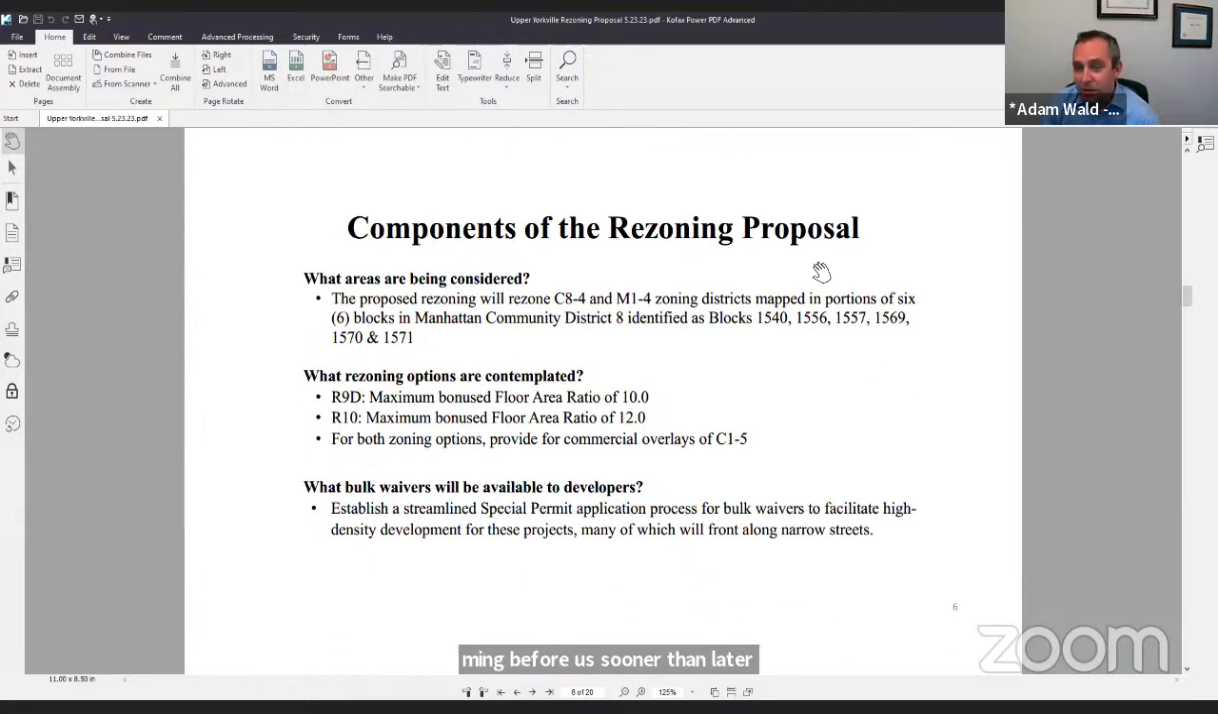So the components of the rezoning would be to rezone these portions of these 6 blocks, and look to do more higher density uses. Again, the current zonings do not have a height limit. So if we were to build dense housing, it would be within somewhat of a framework of the current zoning. And in order to build this dense housing, we might have to establish some special permits for bulk waivers to facilitate the high density development.